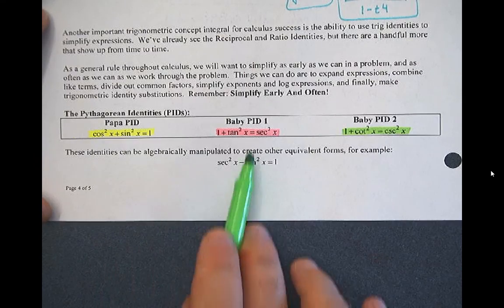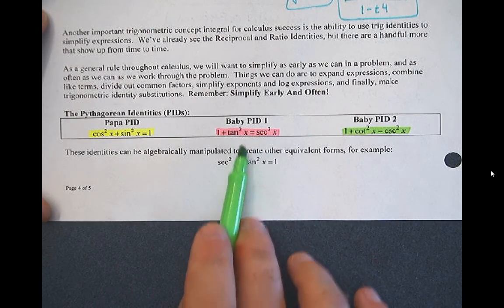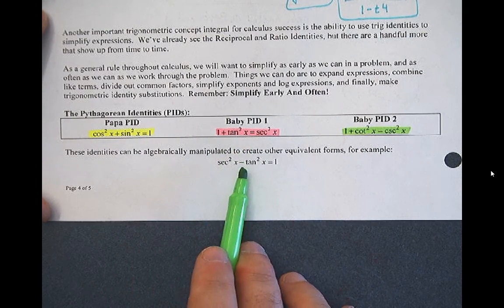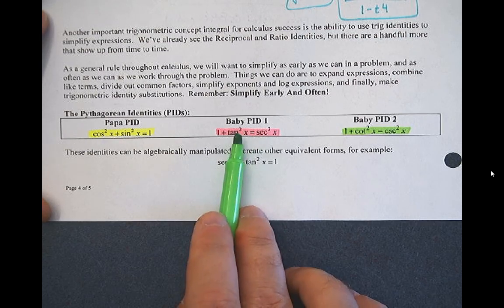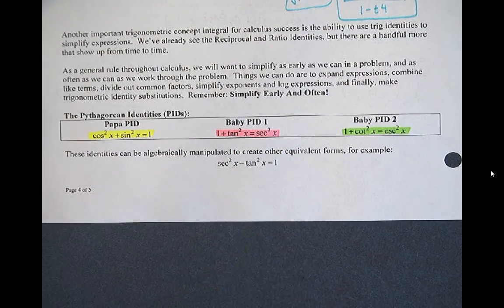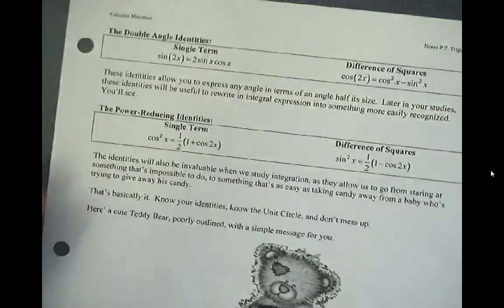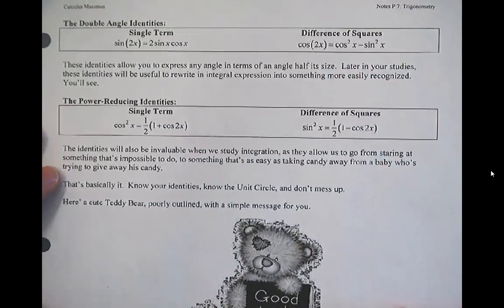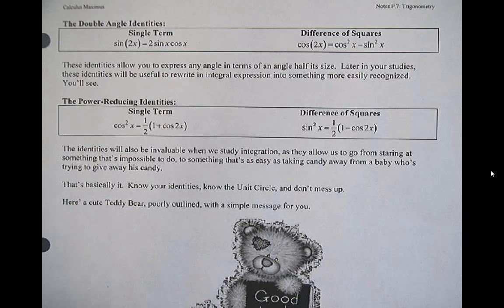And then remember that there's all different variations of these. You can manipulate these. Like, for instance, he took the tangent squared and moved it to the other side, so it was secant squared minus tangent squared. So I can manipulate that. I can move those around.